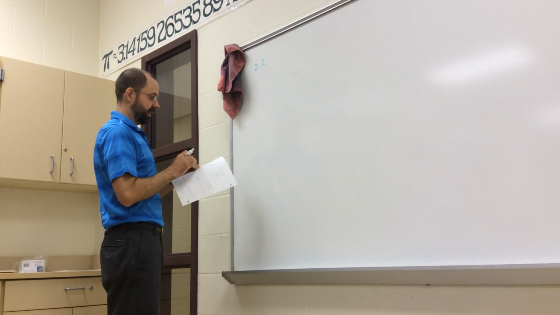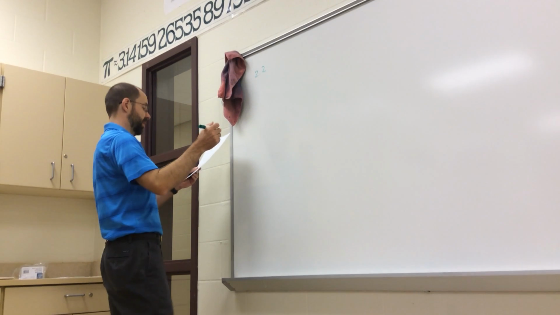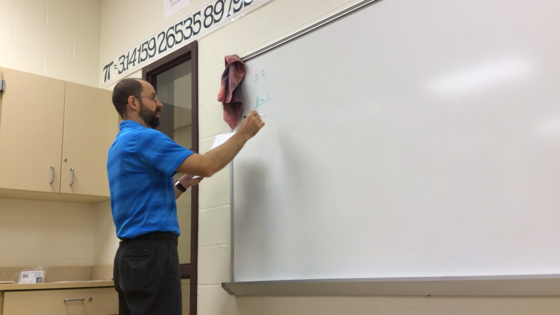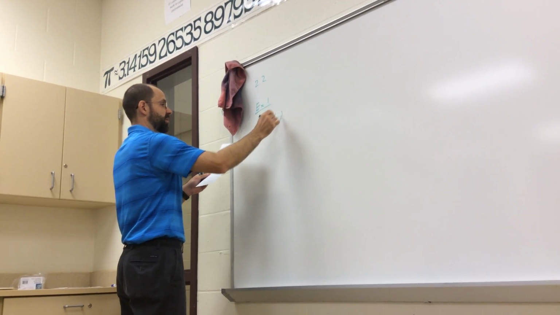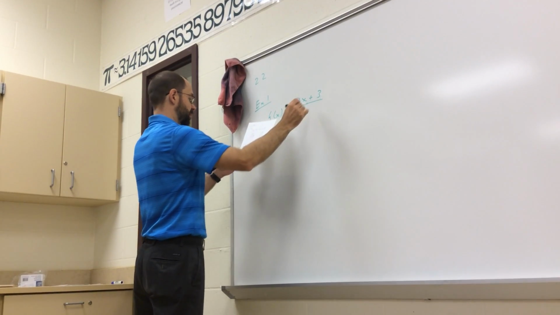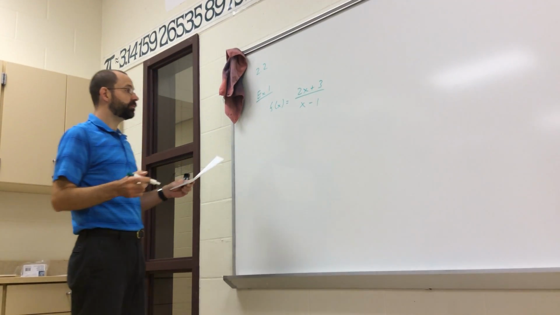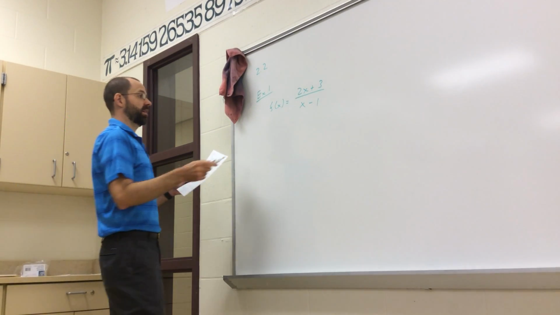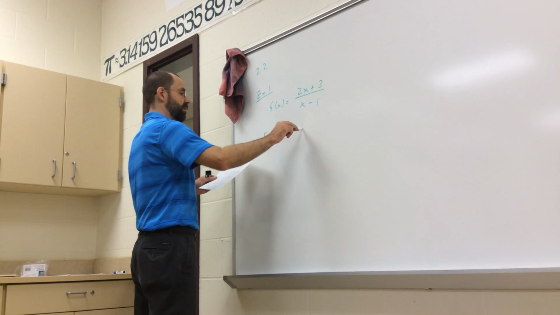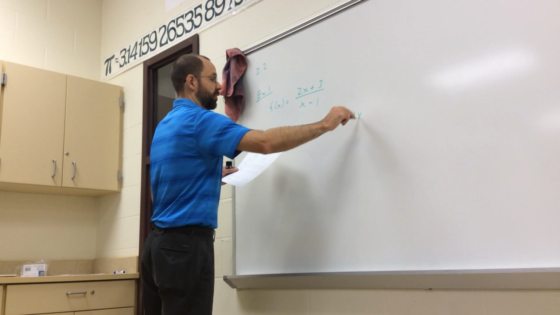2.2, and we're going to look at a couple limits to start with. So this is example 1. The function f of x is going to be 2x plus 3 over x minus 1. And the question is, find the horizontal asymptote.